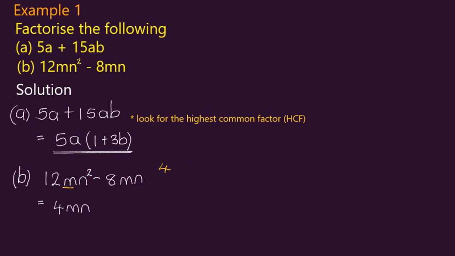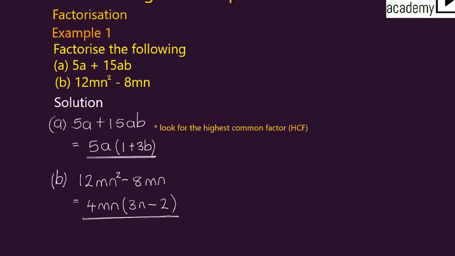and next we divide 4mn into each of the terms. We divide 4mn into 12mn squared. What do we get? We get 3n. We divide 4mn into minus 8mn. What do we get? We get minus 2, like that. So our solution comes out as 4mn multiplied by 3n minus 2.